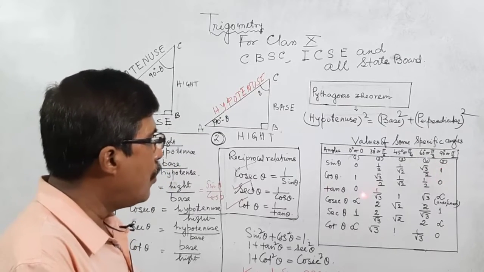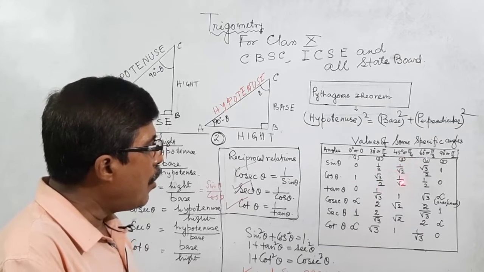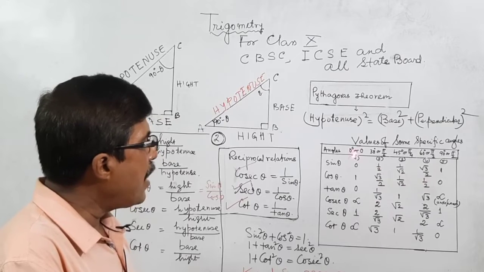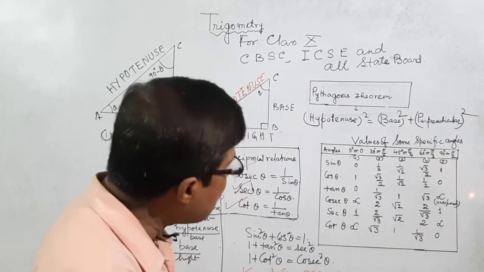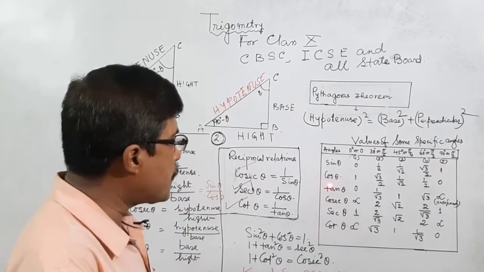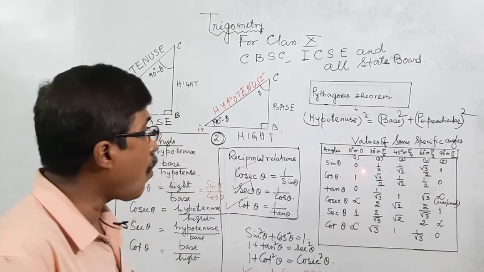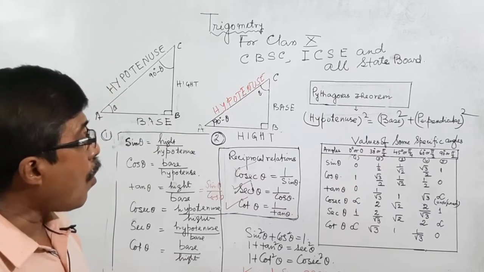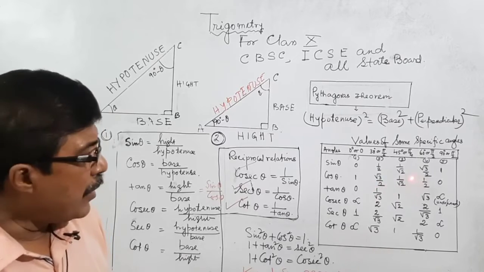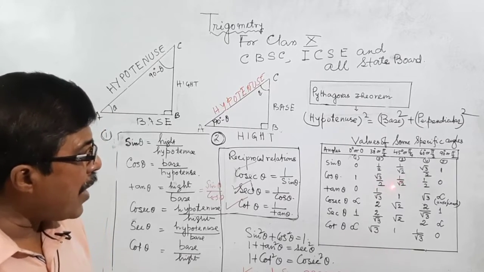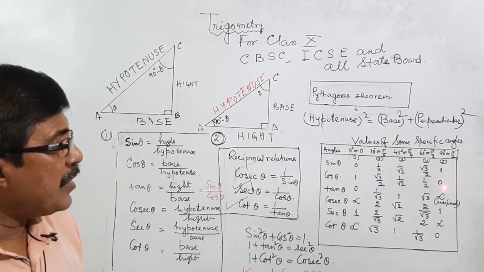First we will write 1, then root 3 by 2, then in the middle position 1 by root 2, then half, and 0. That means if all the sine values are written in the reverse order with respect to cos, then we will get the values of the cos angles. Now cos 0 equal to 1, cos 30 equal to root 3 by 2, cos 45 equal to 1 by root 2, and cos 60 equal to half, and cos 90 equal to 0.